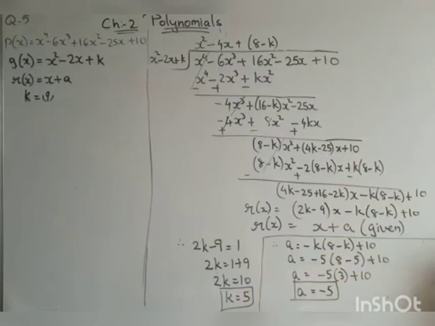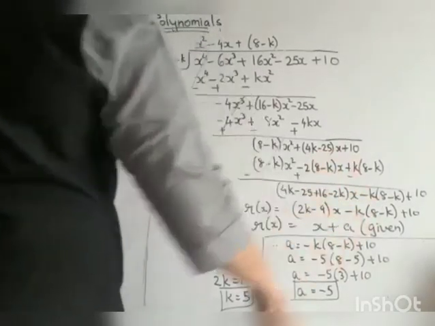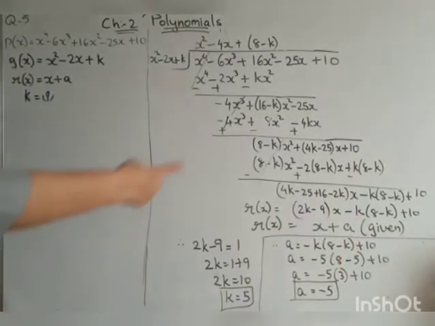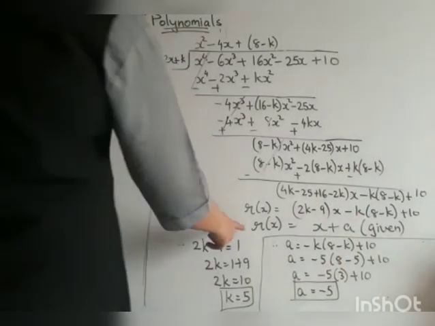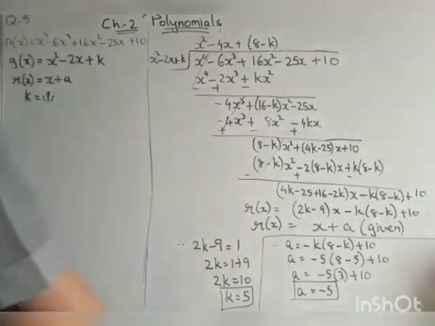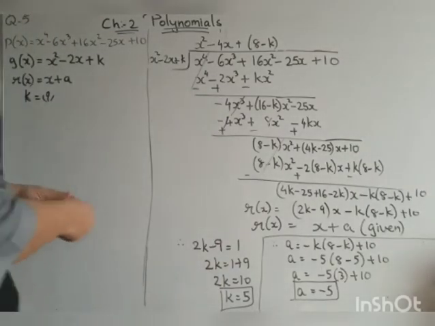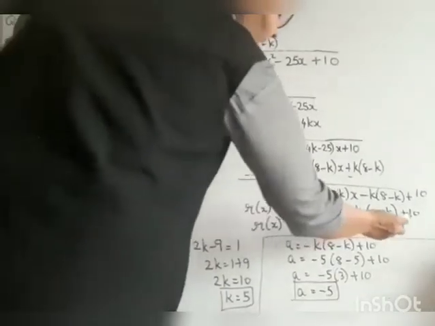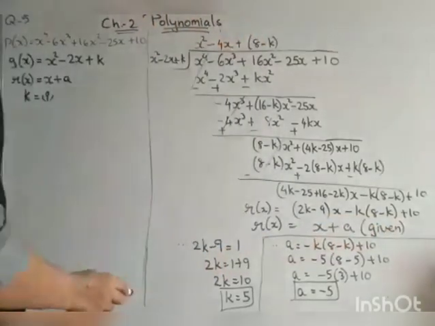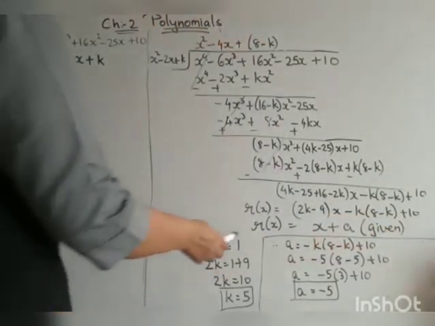This is clear to everyone? Now bring down plus 10. Now what will this become? This will become our remainder. That is our remainder and the remainder is already given as r of x. R of x is equal to x plus a. So here you can see two remainders are there. This is also a remainder and this is also a remainder. By comparing these two, what will you get?